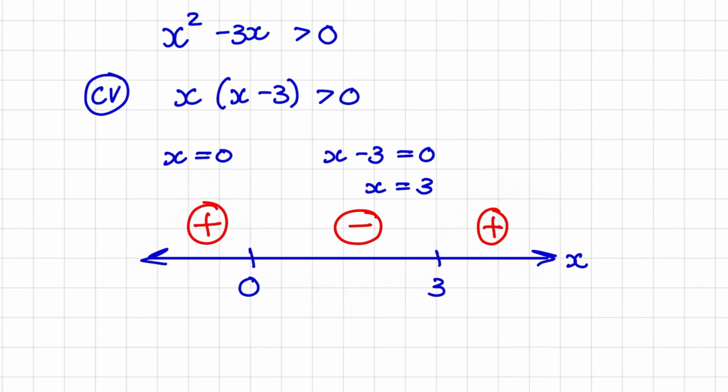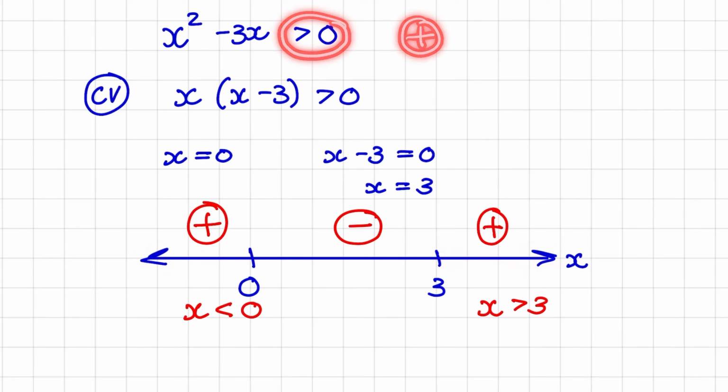And how I write that is x must be bigger than 3 or x must be smaller than 0. So if I substitute any value smaller than 0 or bigger than 3, it will give me an answer that is positive or bigger than 0.